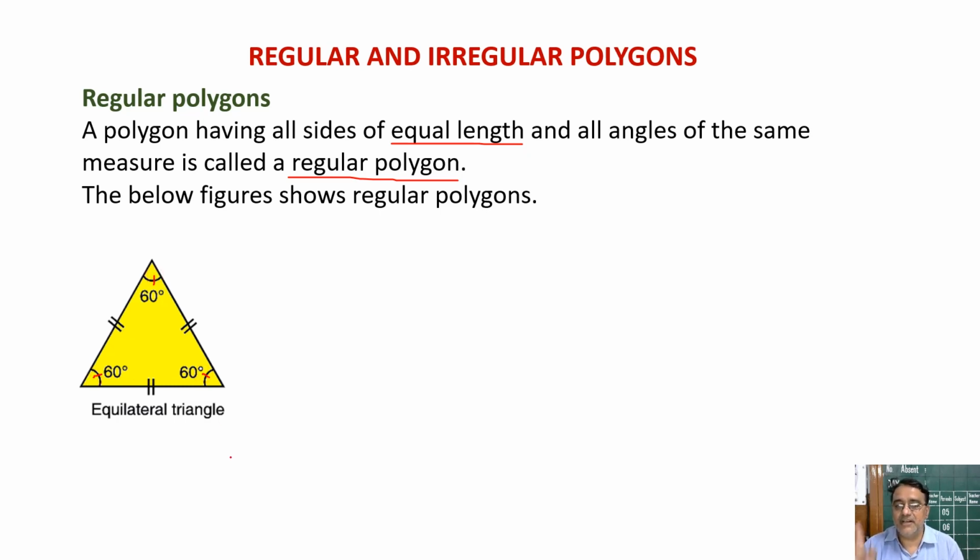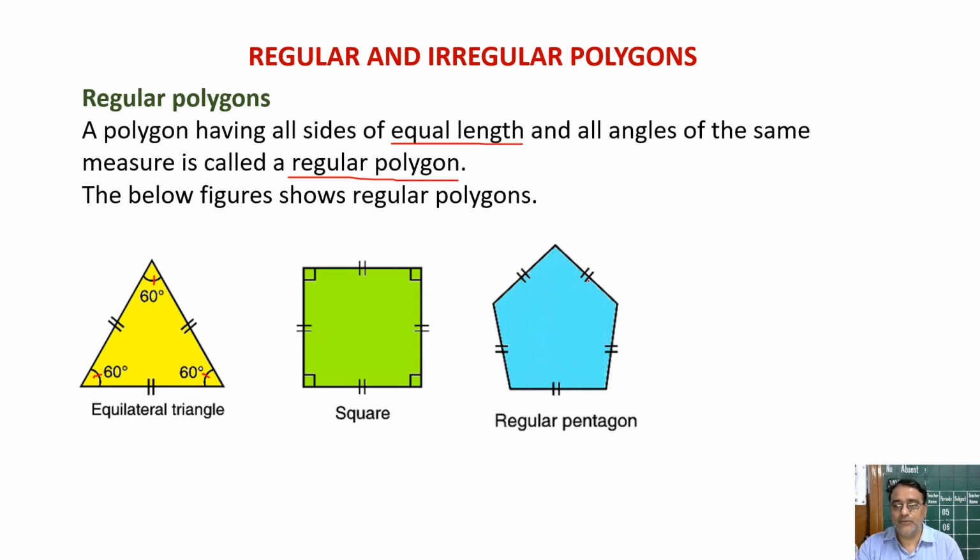Next, regular quadrilateral. It is a square, right? All four sides are equal and each angle is 90 degrees. अब इसके बाद जो भी पॉलीगॉन जो रेगुलर होंगे, we will add regular to that type of polygon. So regular pentagon, all 5 sides are equal and interior angles are equal. This angle equals this angle, equals this angle, equals this angle, equals this angle. Next, regular hexagon, all sides are equal and interior angles are equal. So these are a few examples of regular polygons.